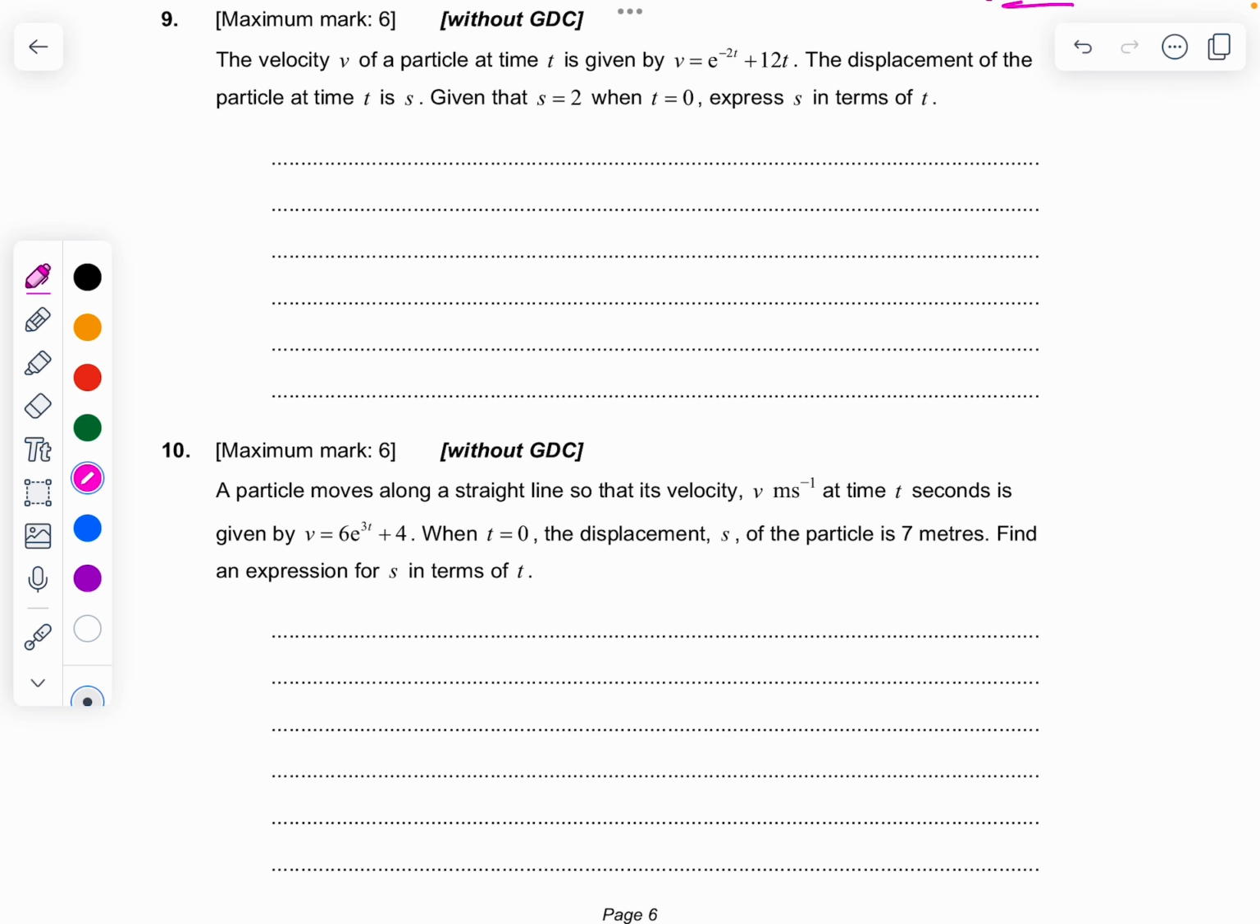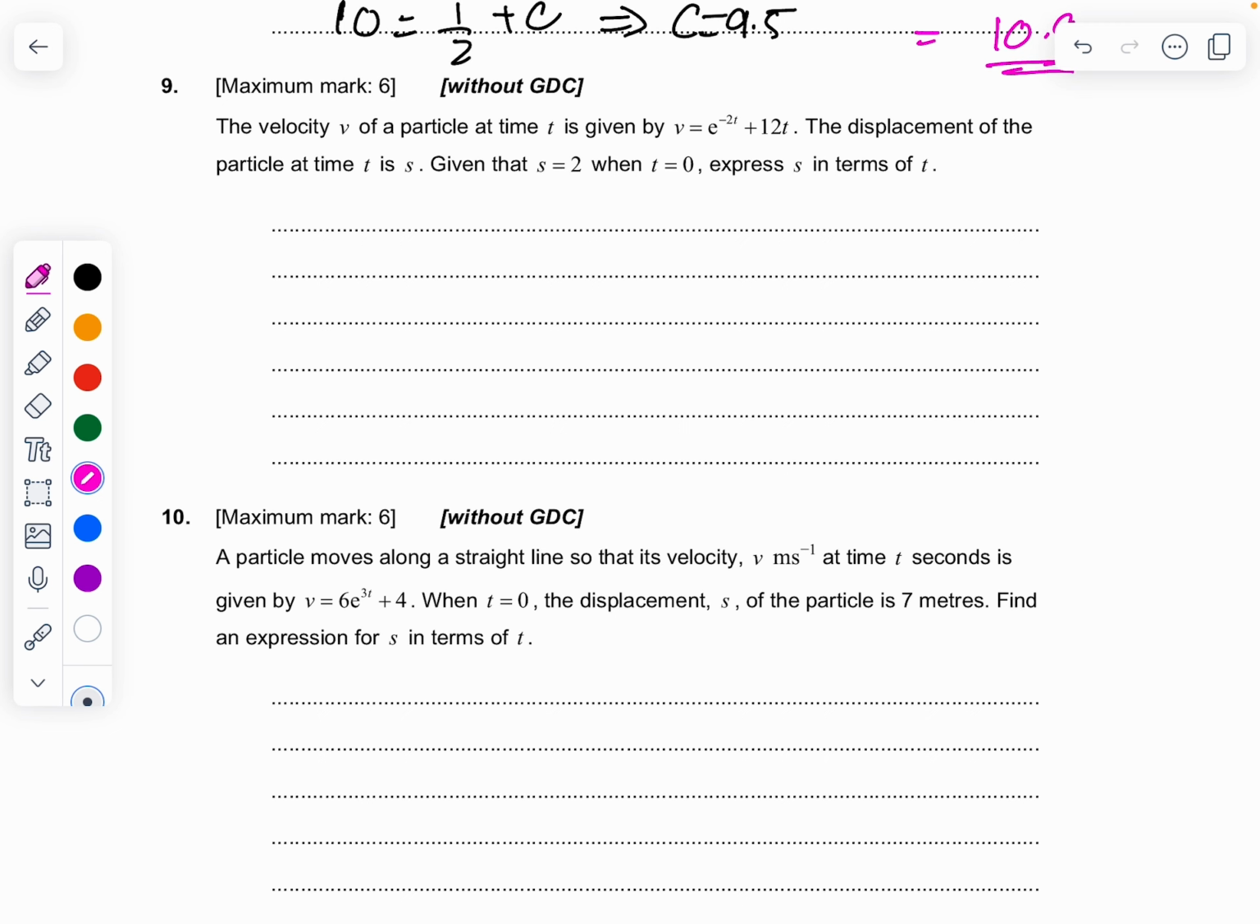Question number 9. The velocity of a particle at time t is given. The displacement of the particle at time t is s. Given that s equals 2 when t equals 0, express s in terms of t. So s equals minus 0.5 e power minus 2t plus 6t square. I did the integration and got this value. Now what am I going to do?